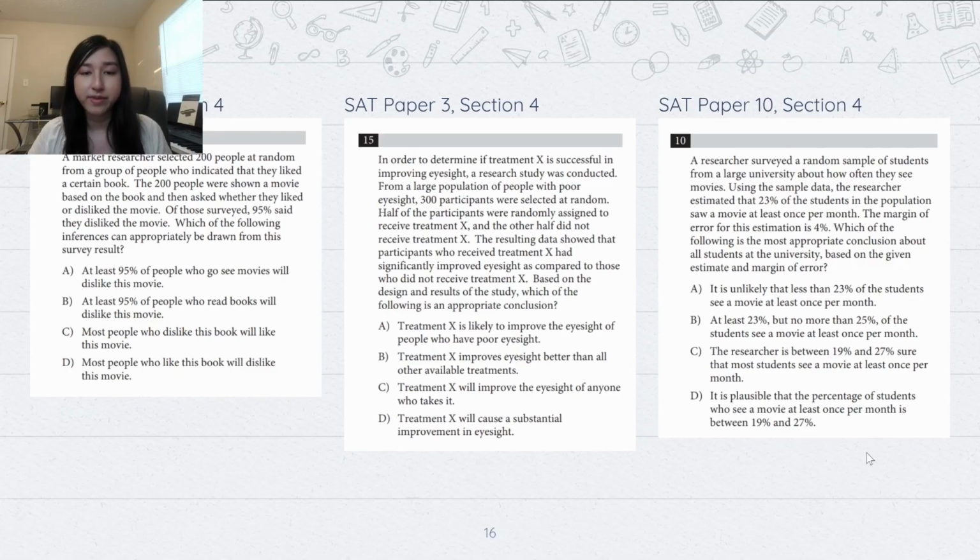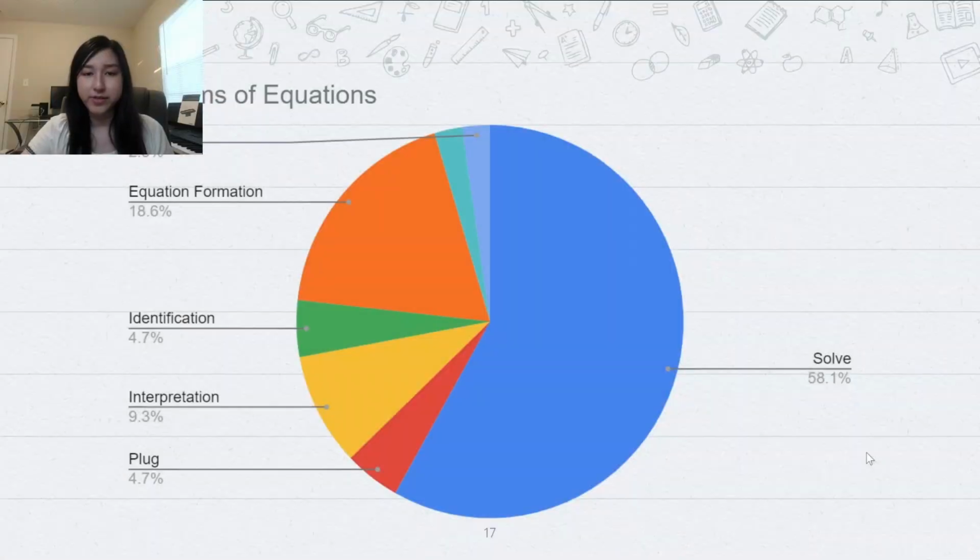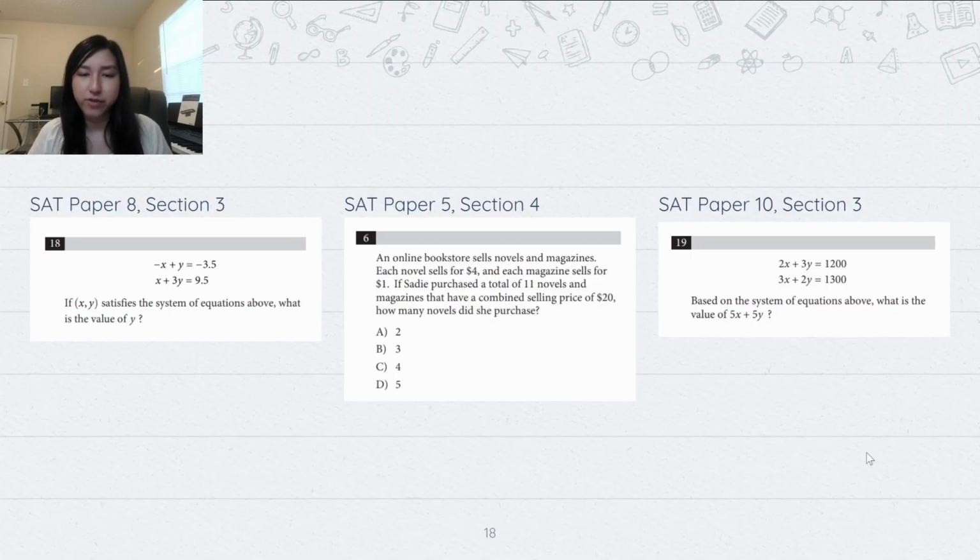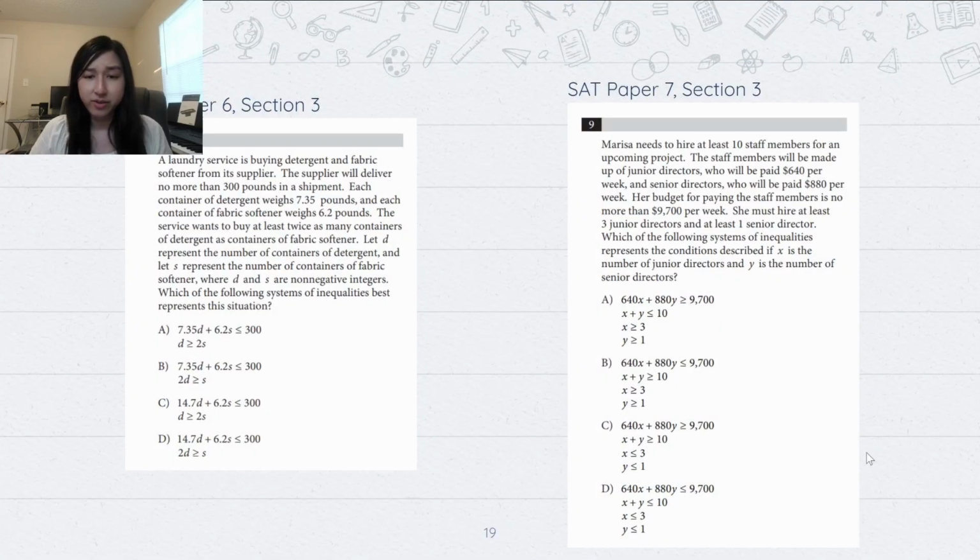There are very few types of systems of equations questions. Most are typically solve or equation forming questions. Solve problems can involve directly solving for a variable, word problems where you have to form your own equations, or just observation of adding or subtracting the two equations together. Equation forming problems are more direct. They just need you to read the problem and form equations or inequalities.